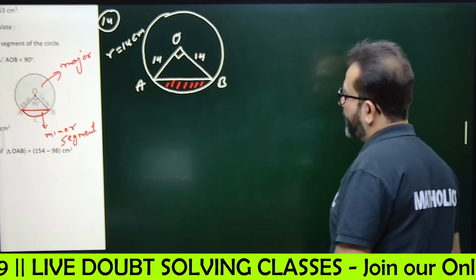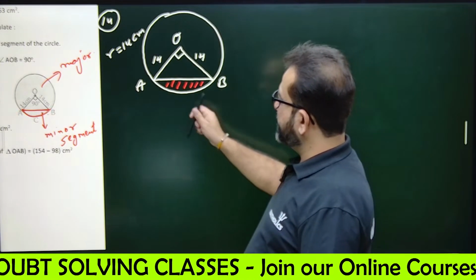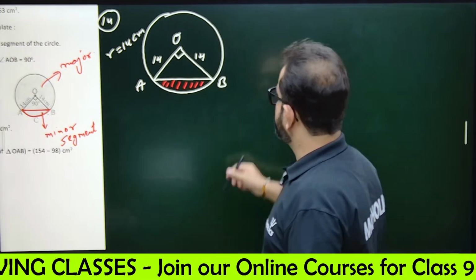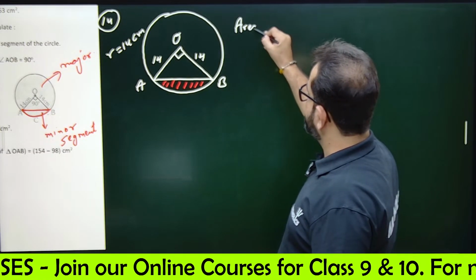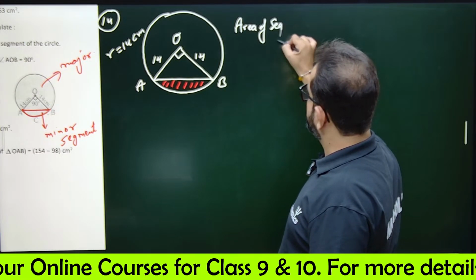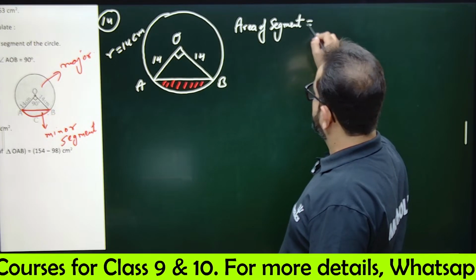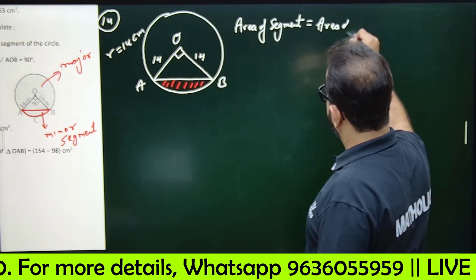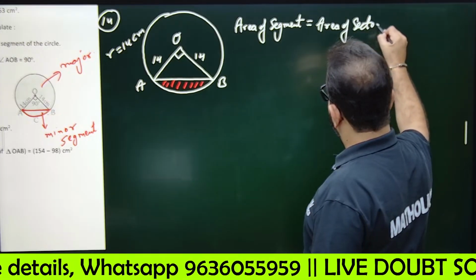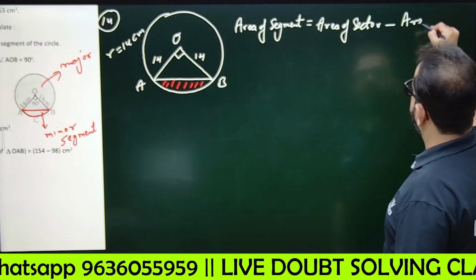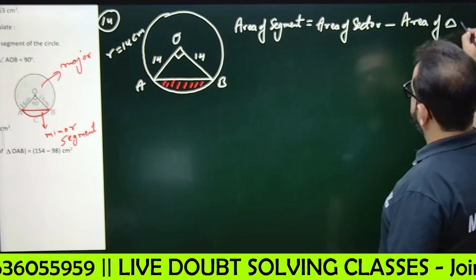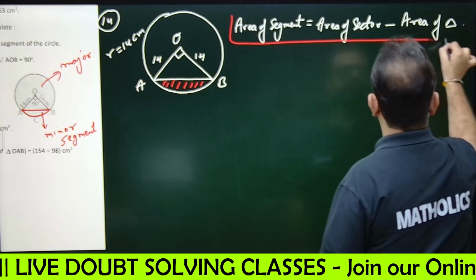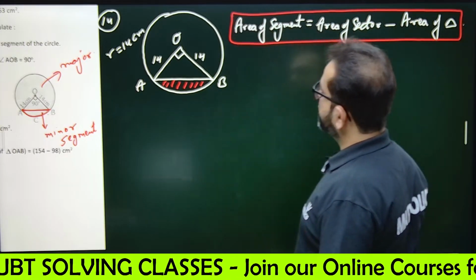Now, see. To find area of this segment, we must know area of segment equals to area of this sector minus area of triangle. Okay, this is the basic formula. You must note it down. Okay, note down right now.